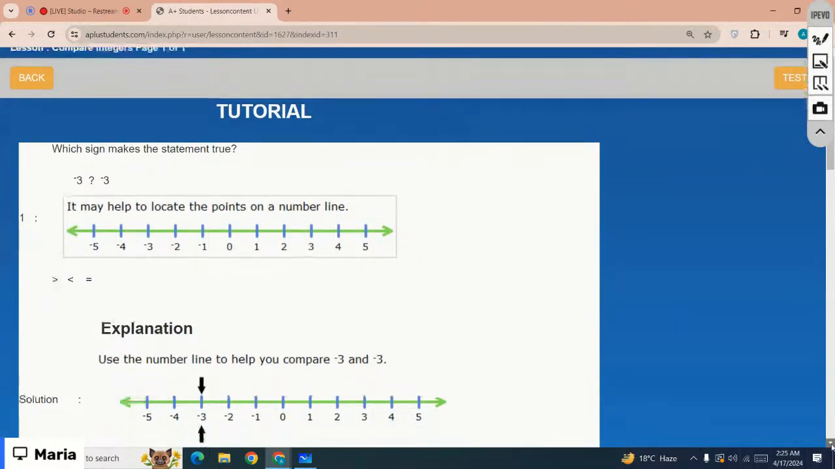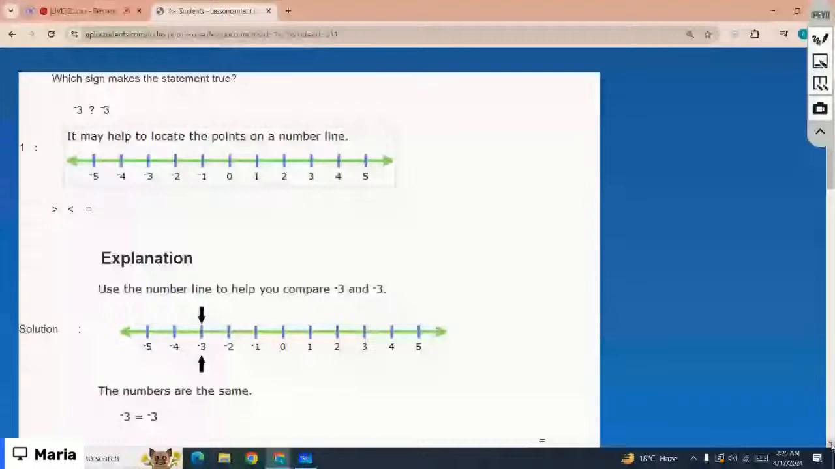Which sign makes the statement true? Negative 3 and negative 3. Which is the correct option? They both are exactly equal, right? The correct option is they both are exactly equal. Okay, let's just start with the practice questions.